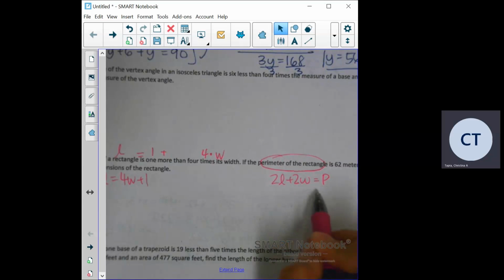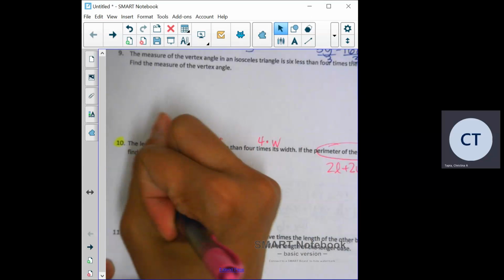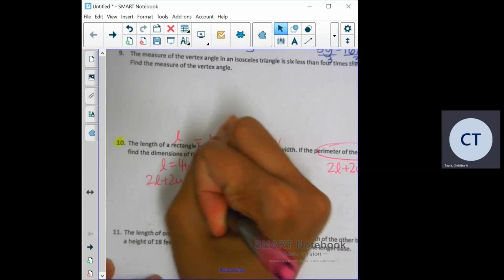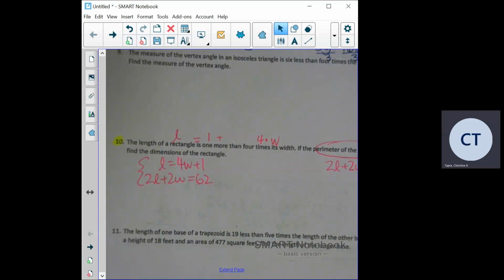So for this equation, I'm going to recopy it and I'm going to substitute in 62 like Desiree said. I'm going to make this 2L plus 2W equals 62. This is your system that you're solving. It's literally just a system of equations. So from here, I'm going to solve. Have I lost anybody before I solve this?